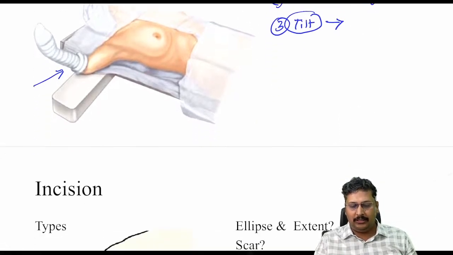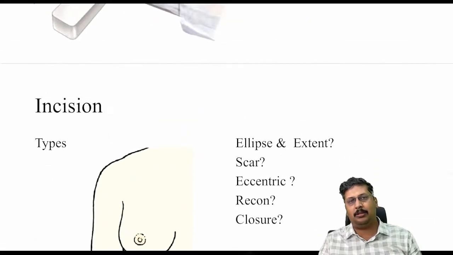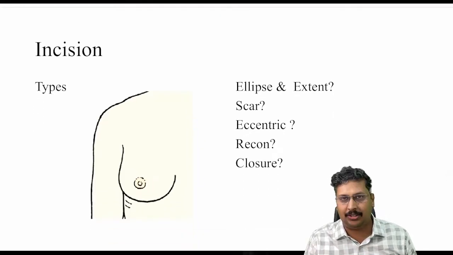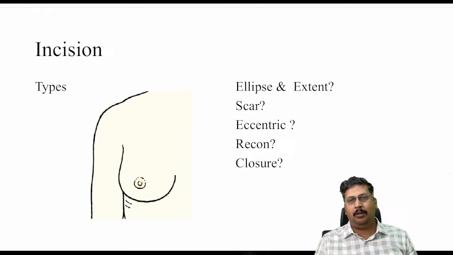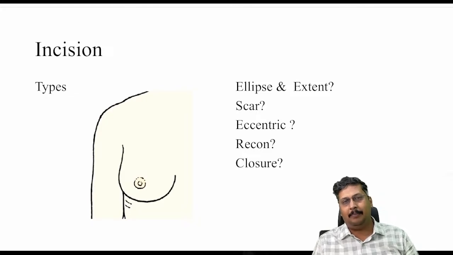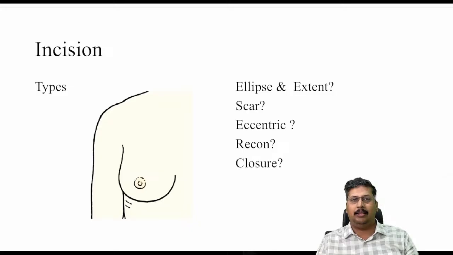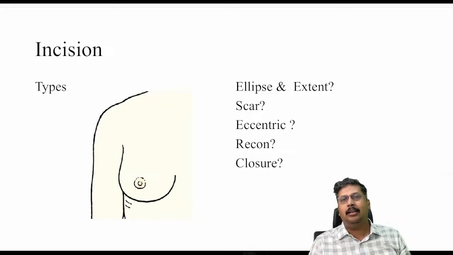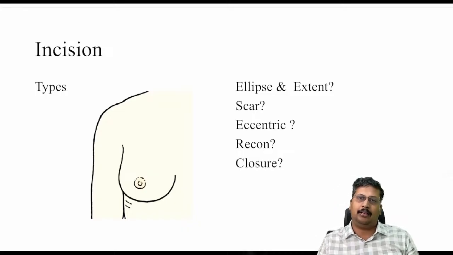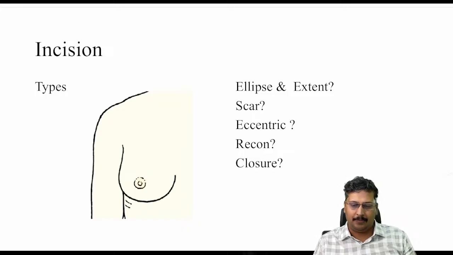So once the positioning is done, the next most important thing is how to plan an incision. We all know that there are many eponymous incisions that were being used for mastectomy, right from the radical mastectomy of Halsted, and then the modified Halsted incision used by Mayer, and there are many other incisions. But presently, the philosophy behind the incision planning of the breast has changed.